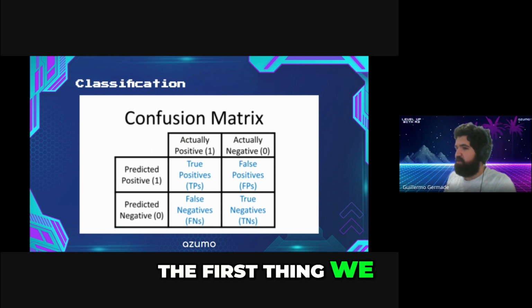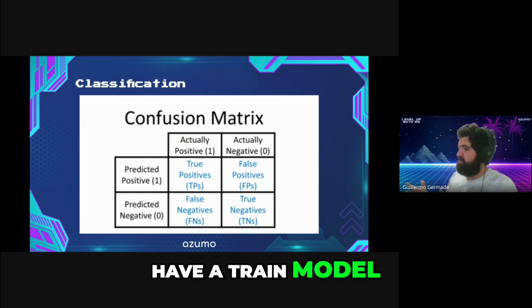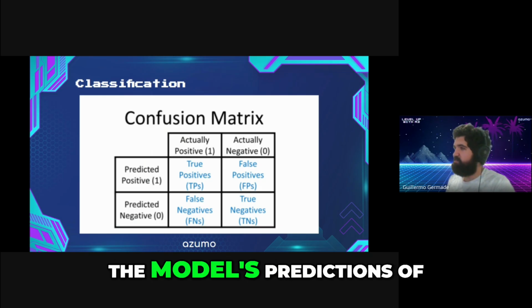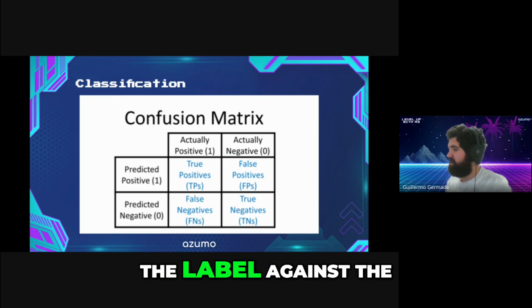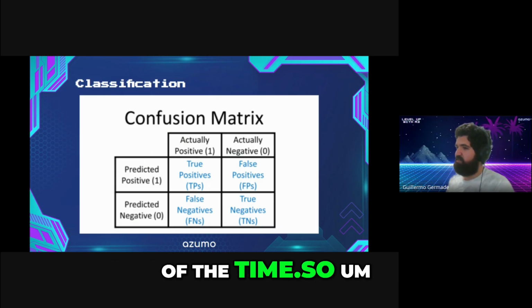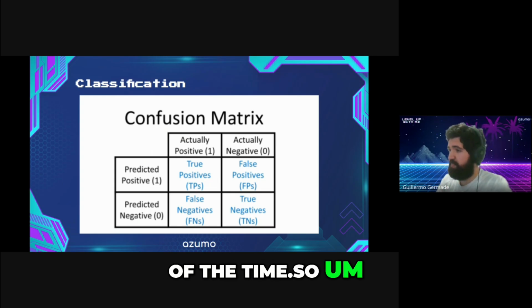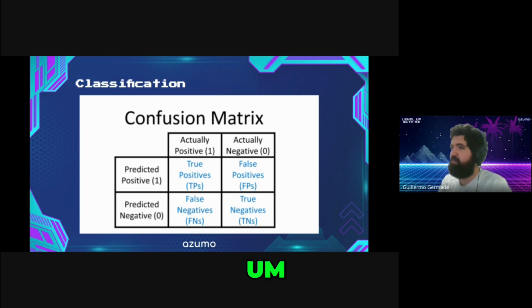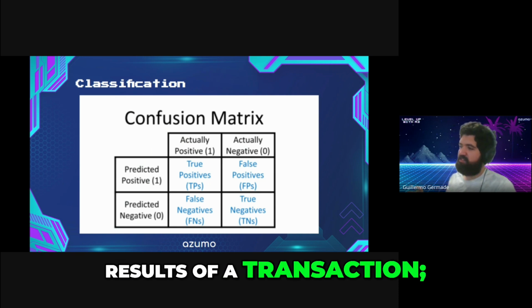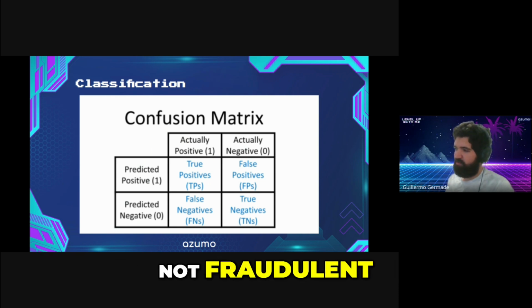That would be a regression problem. So the first thing we look at when we have a trained model and we make predictions with it is that we compare the model's predictions of the label against the real data. And this confusion matrix is one of the easiest, most visual tools that we have to see the results. Let's keep with the fraudulent transactions example. We have two possible results of a transaction. It's fraudulent or it's not fraudulent.